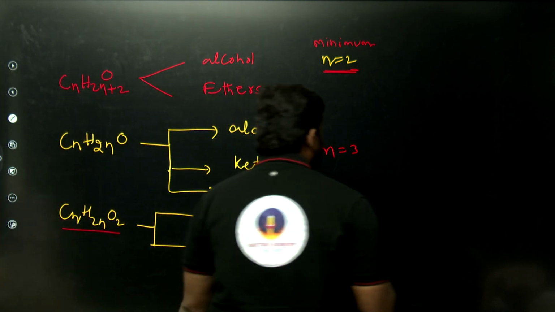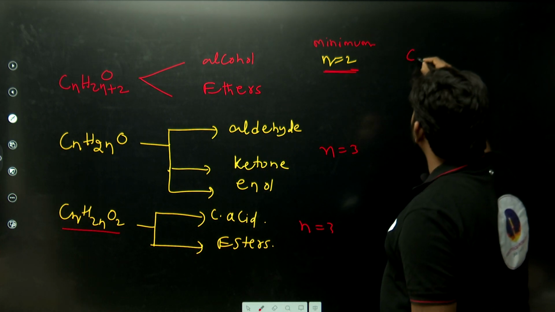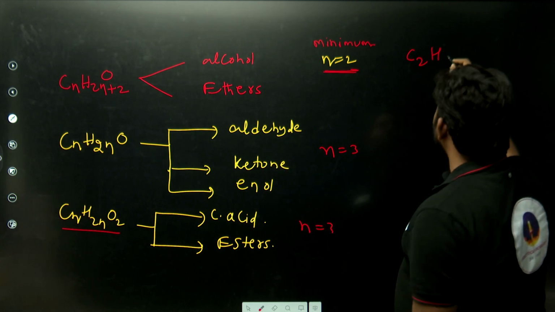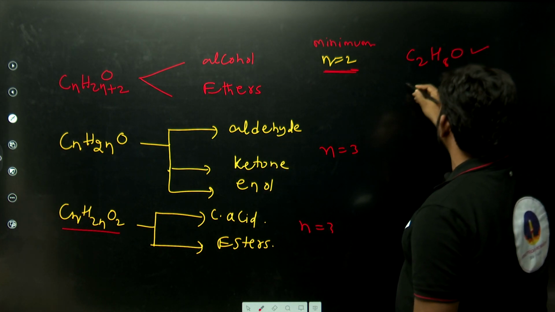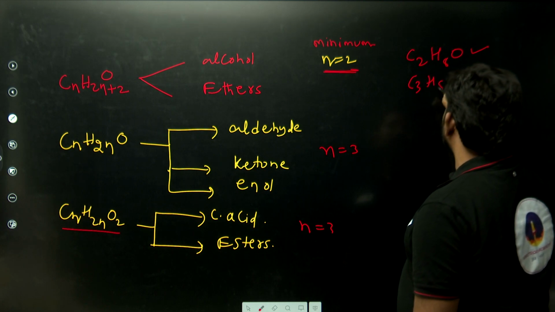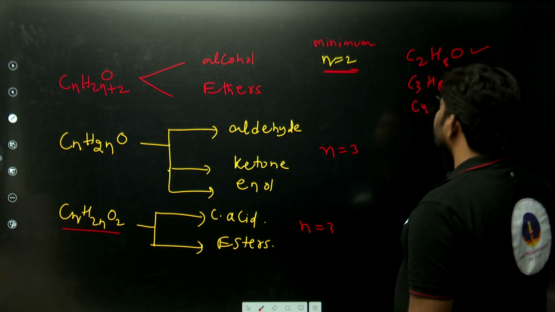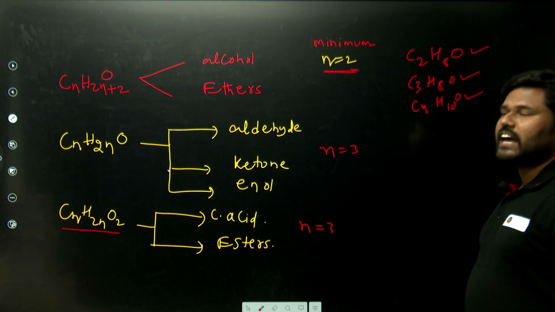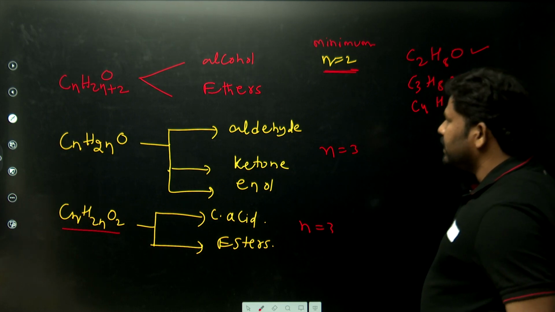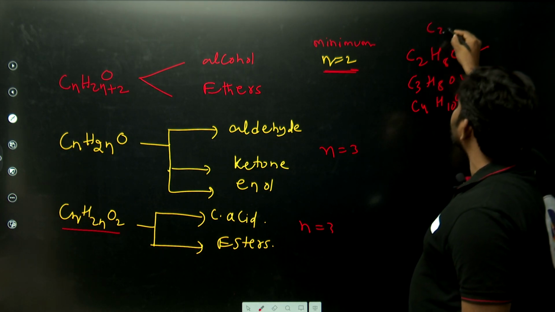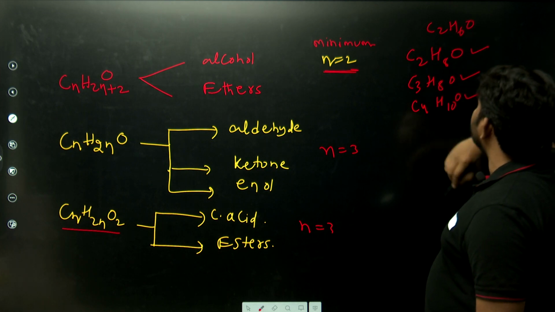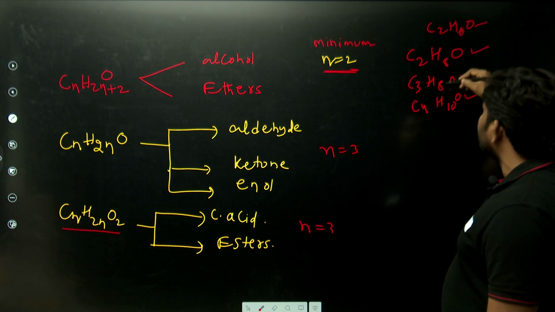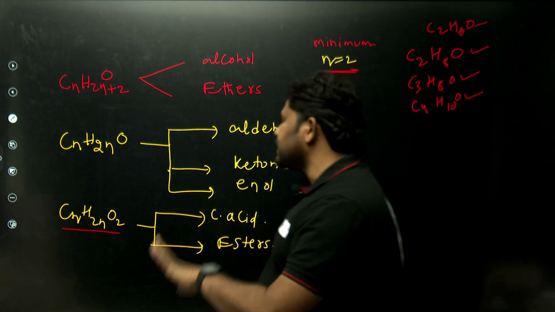For example, here I am taking C2, H, 2 2s are 4, 4 plus 2 is 6, so C2H6O is possible, C3H8O possible, C4, 4 2s are 8, possible. What possible? Functional isomerism, we can make alcohols and ethers. But if you take C1, it is not possible here. So C2H6O is possible, C3H8O possible, C4H10O also possible.